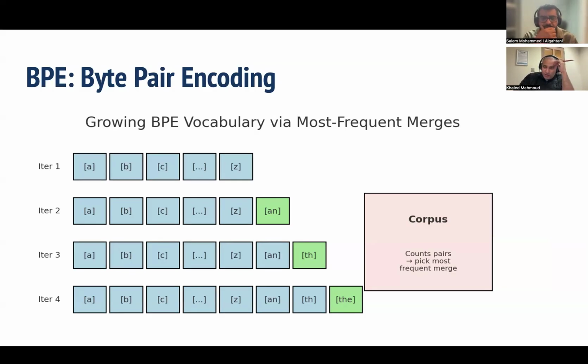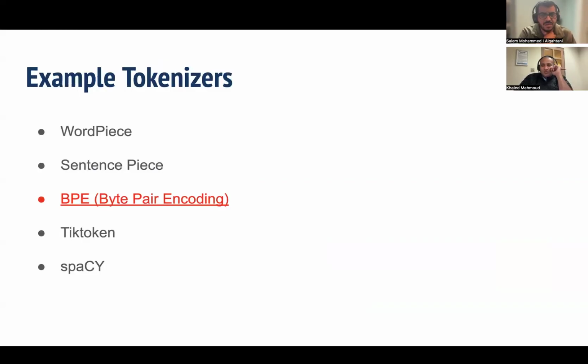Dr. Salem, I want to check if you have any suggestions. Can you go back to the previous slide? Yes, this one? So this is an example of tokenizers. Can you repeat the tokenizers a little bit in the previous slide? Yeah, so there are different tokenizers that work a little bit differently.